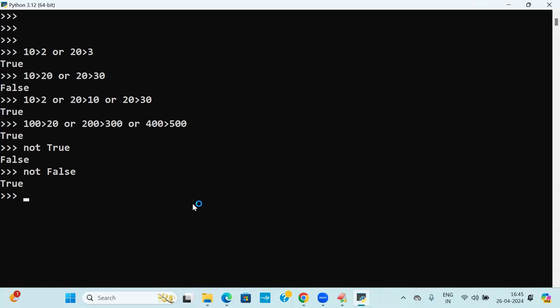Are you able to understand what the NOT operator is? It will give you the opposite result of the Boolean value. If it is true, not true is false. If it is false, not false is true. Are you able to follow?